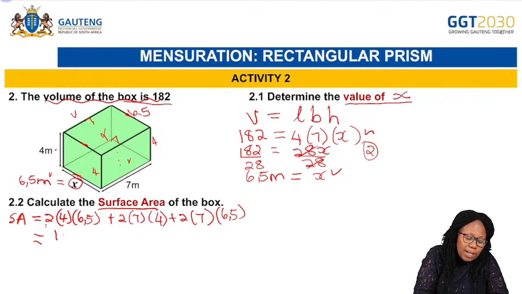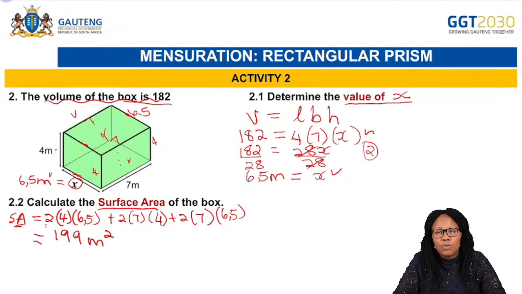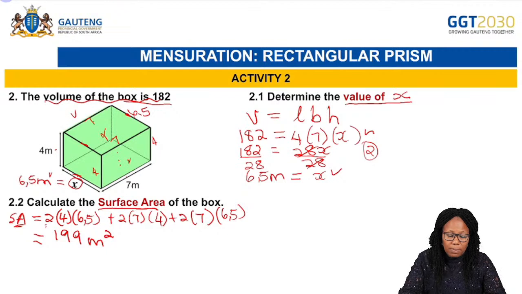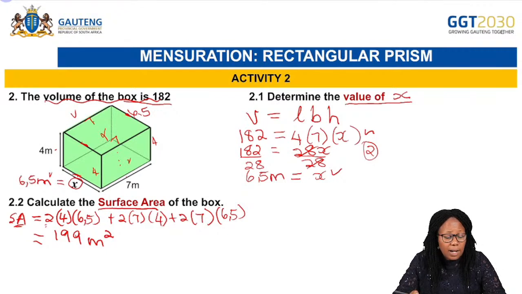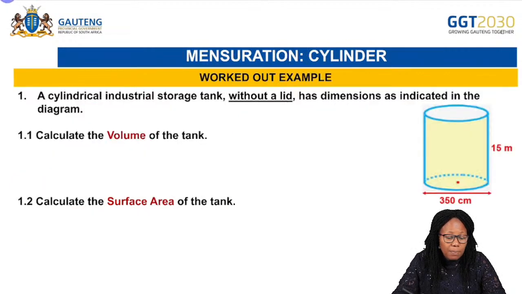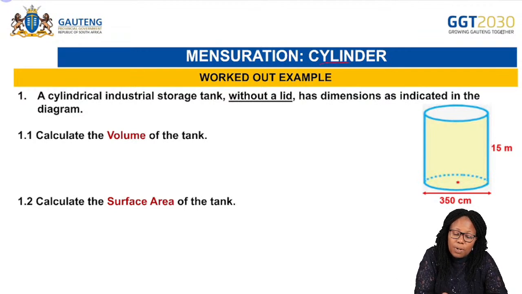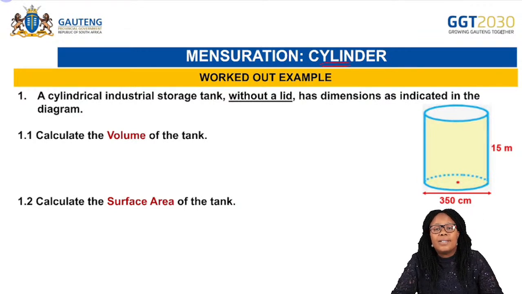Therefore, this is giving us 199 what? Square meters, because we are looking at the area. The unit will be square meter. Right, move on. I think now we have done enough of the box and the rectangular prisms. Let's move on to the next shape now. We are talking about the cylinder now.